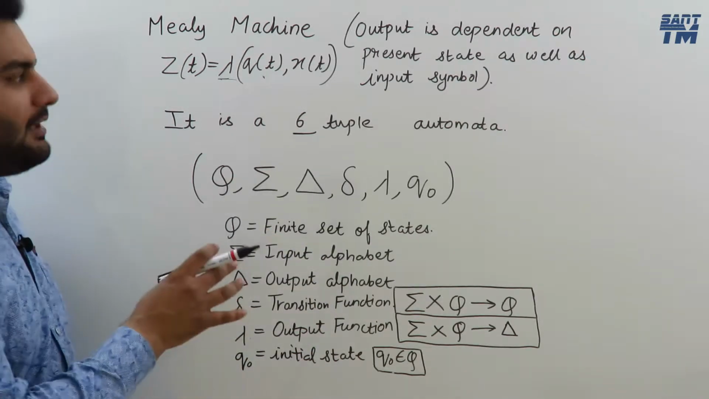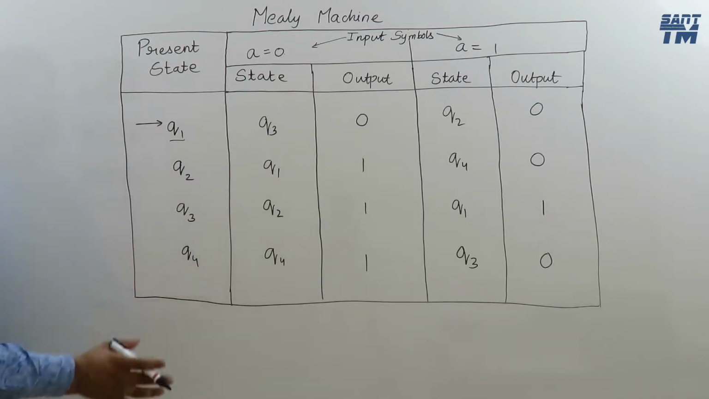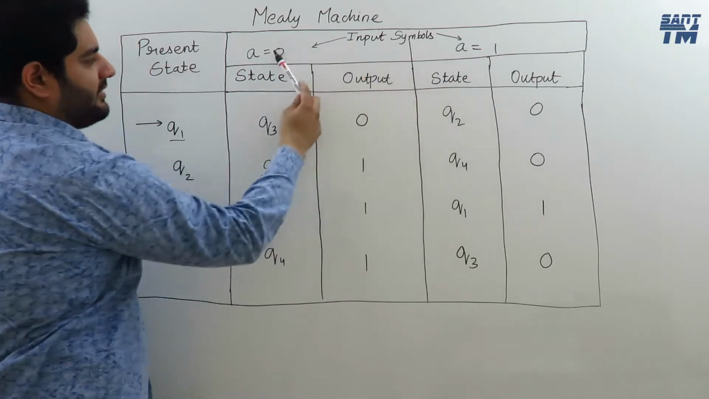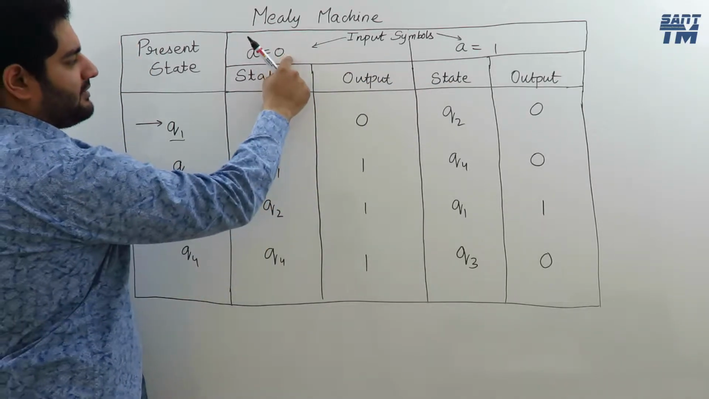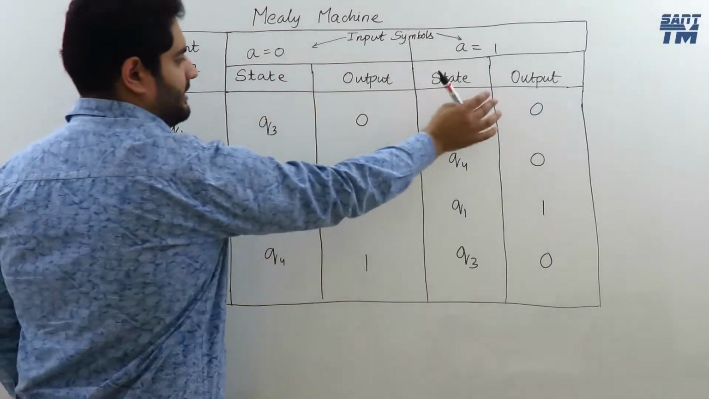Now we see an example of a Mealy machine. This is the transition table for a Mealy machine. In the case of Mealy machines or Moore machines, we don't have any final state. Why? Because we don't have to move from the initial state to a final state and check the acceptability of a string. The only thing is we have to produce the output. So we start from the initial state only. Then there are two input symbols, 0 and 1, represented by A. For each input symbol, the column is divided into two parts, state and output. Here also, state and output.